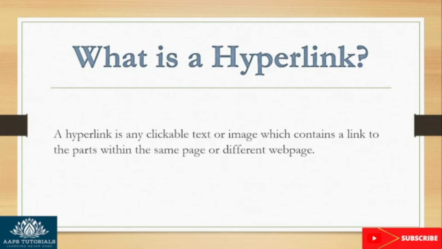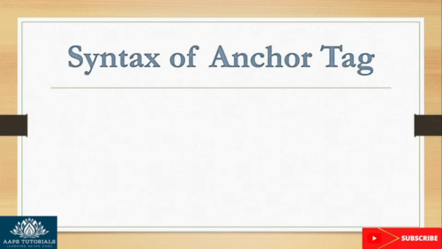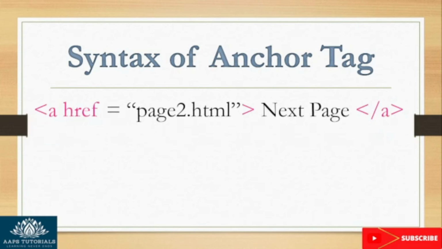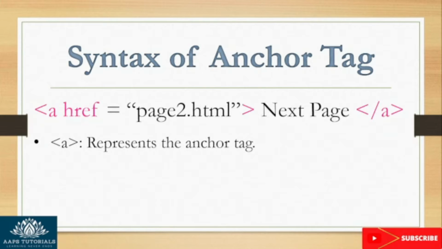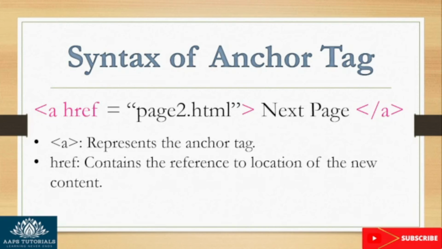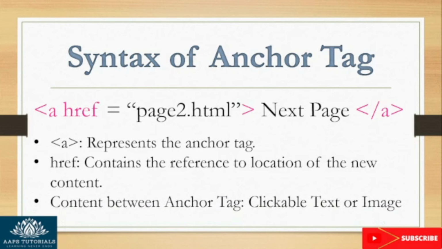The hyperlink in HTML is created by using the anchor tag. The syntax of anchor tag is as follows. In this statement, A represents the anchor tag. The href is an important attribute which is used to mark the destination file or URL where the hyperlink will take the user to. And the content between anchor tag represents the hyperlink, which is clickable text or image.